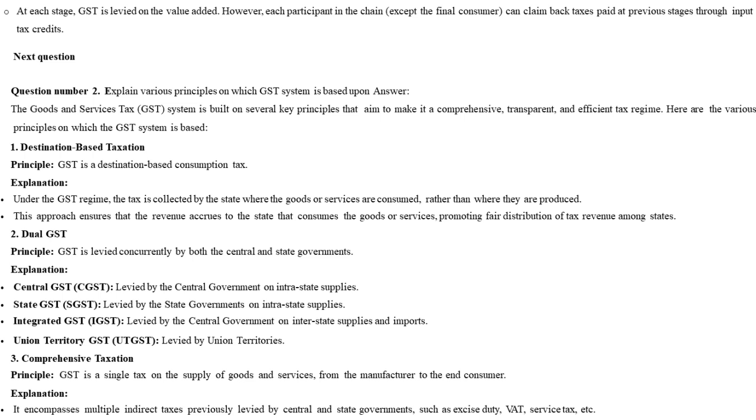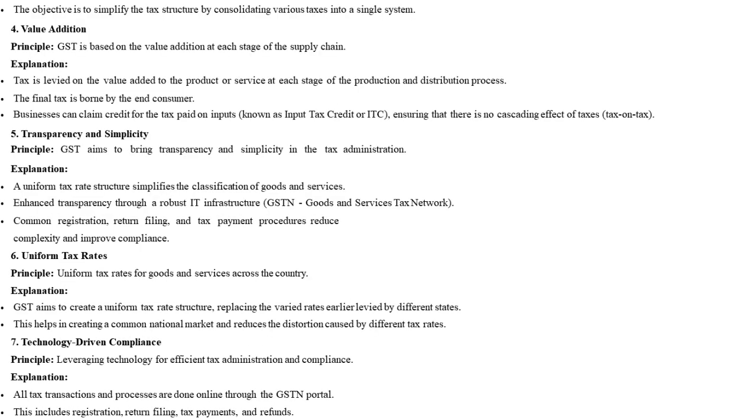3. Comprehensive taxation. Principle. GST is a single tax on the supply of goods and services, from the manufacturer to the end consumer. Explanation. It encompasses multiple indirect taxes previously levied by central and state governments, such as excise duty, VAT, service tax, etc. The objective is to simplify the tax structure by consolidating various taxes into a single system.